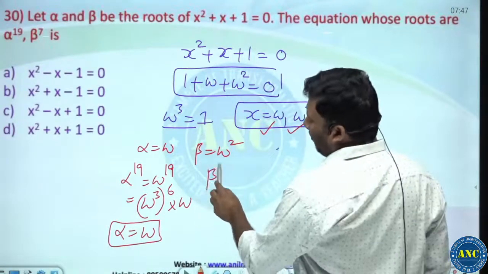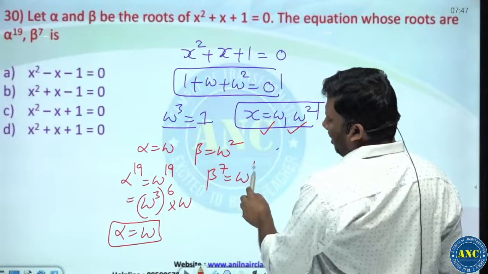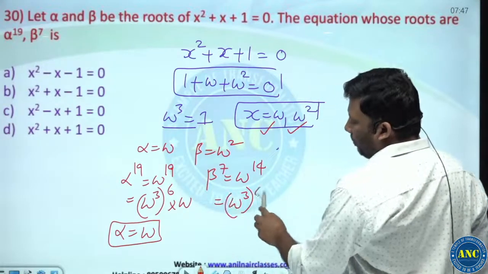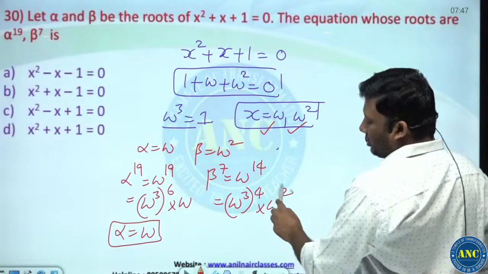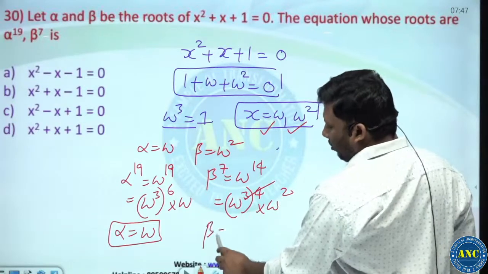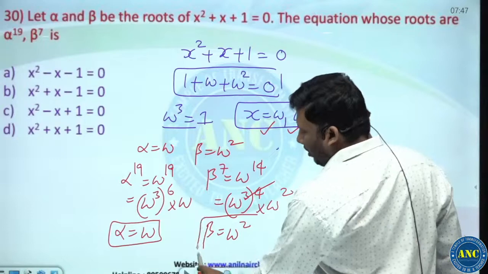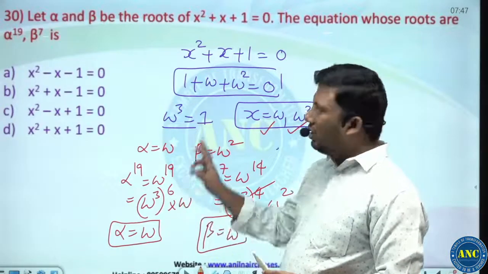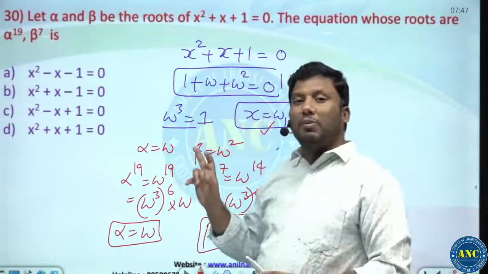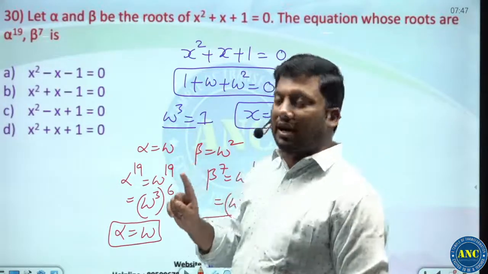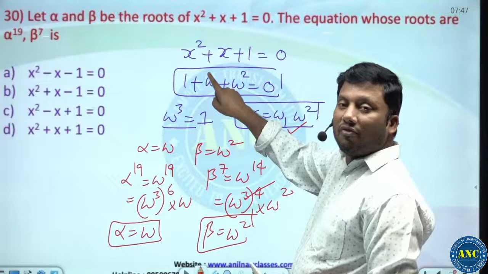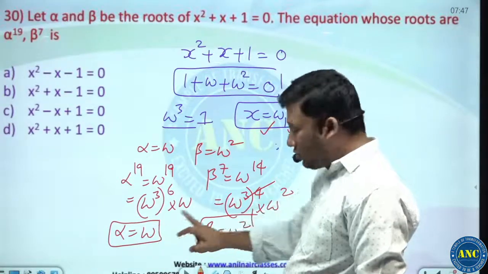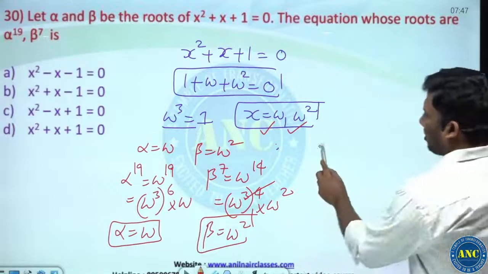Similarly, beta power 7 is omega power 14. It is omega cube power 4 into omega square. So beta will be omega square. Do not be afraid when you look at this simple question. Anything that you find of the form 1 plus x plus x square equivalent to 0 is of the form 1 plus omega plus omega square equivalent to 0. So alpha is omega and beta is omega square.